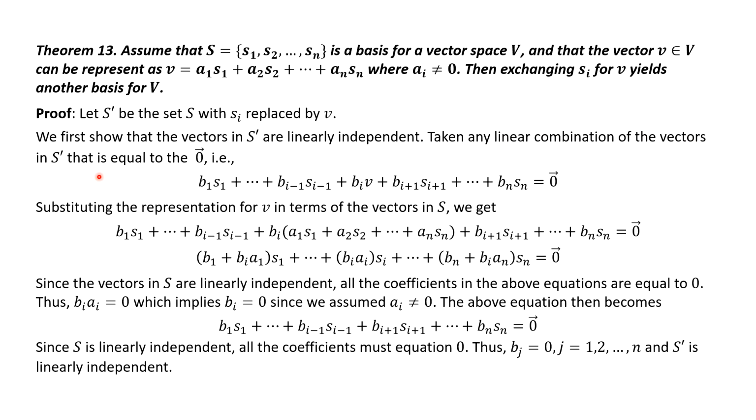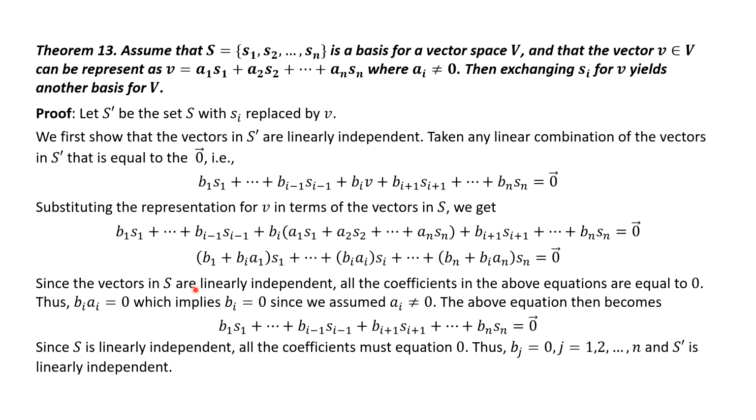So take any linear combination of the vectors in S prime that is equal to 0, which I've written here, and then substitute in our expression for v, which I've done here. So now this new expression only has terms from S. And what we do is we collect the like terms. The S_1 coefficient, for example, is B_1 plus B_i a_1. Another example is S_n, that would be B_n plus B_i times a_n. And all the terms have this general format except for the S_i term, which is just B_i a_i.